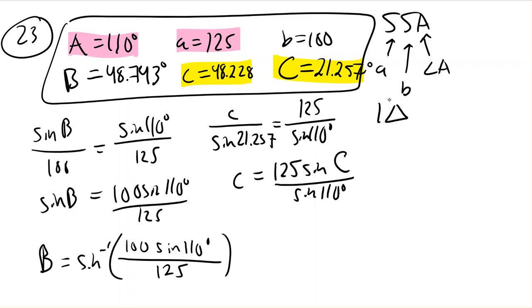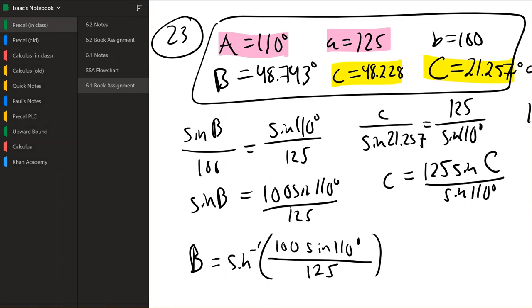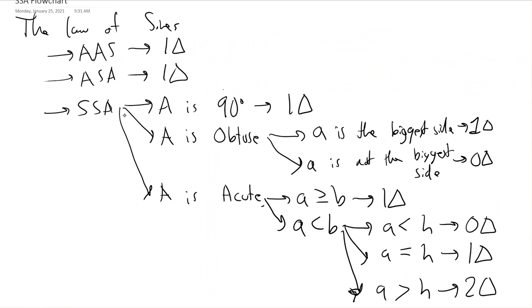I know that there's one triangle. I know that these numbers actually work. I know there's no second possibility because of this flow chart. They gave me side-side angle. The angle they gave to me was obtuse, so this is all I had to check. If A is the biggest side, one triangle. If A is not the biggest side, no triangle.